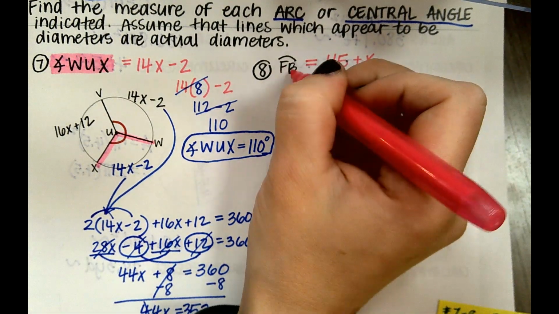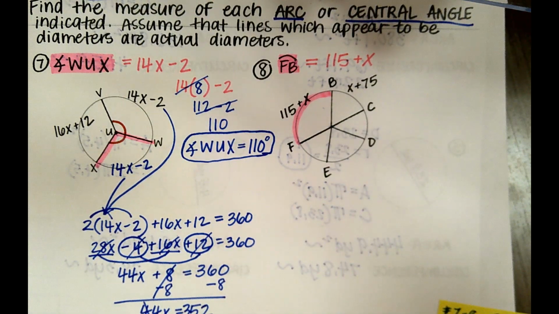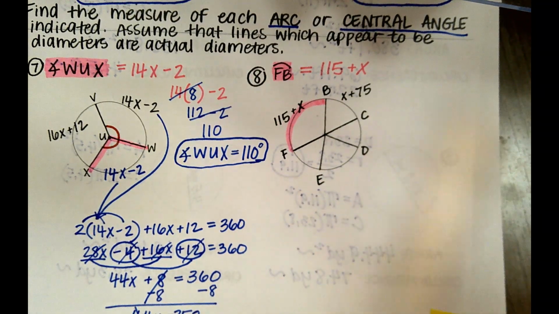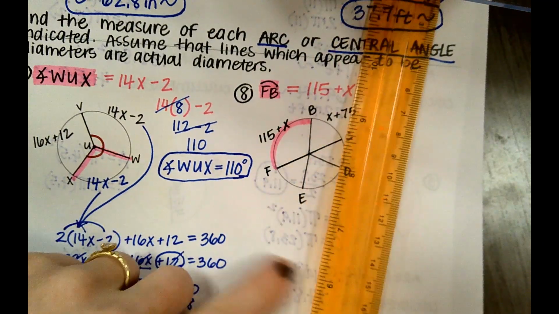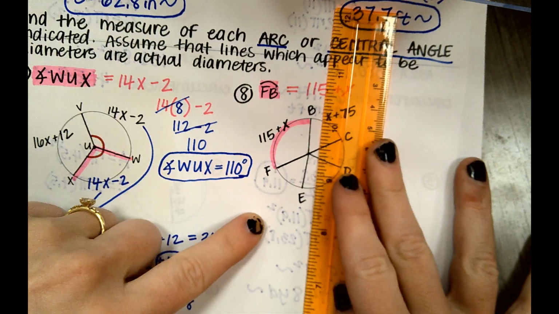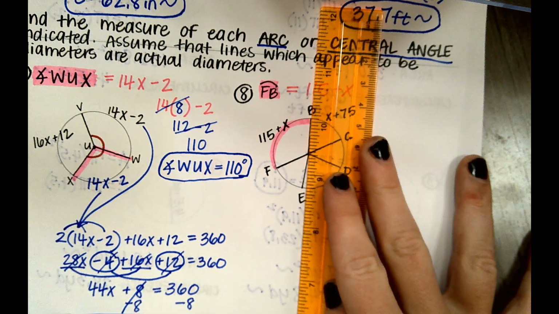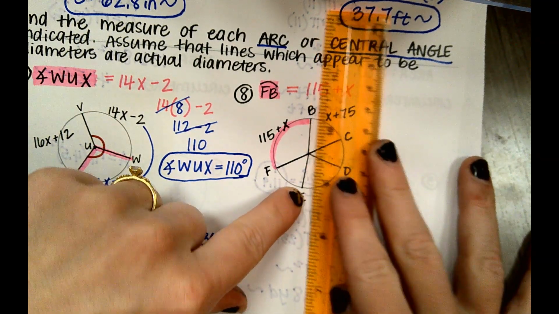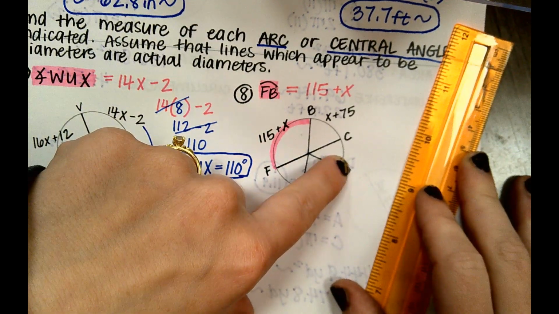So we have x plus 75. Let's double check that. If they create a perfect x, like 2 diameters, then those opposite angles are equal. So I can check to see if it's a diameter by putting my ruler up to it. Just a little bit smaller. So I probably won't know what this measure is. I don't know what that is. I don't know what that is.